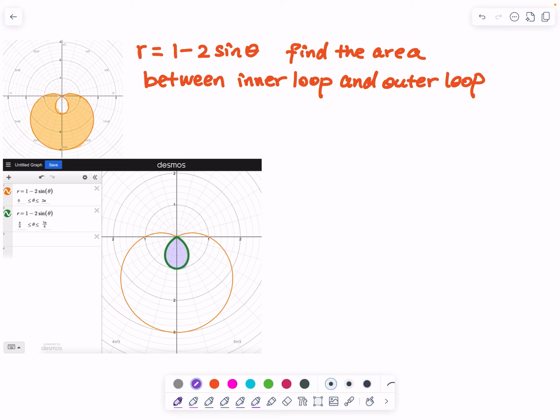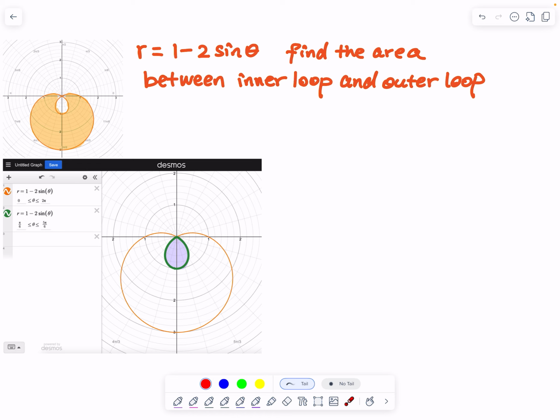So what I recommend you to do is using Desmos. Do you see that I just graphed the polar equation, r equals 1 minus 2 sine theta, and they gave me that one full graph is from 0 to 2 pi. And then I went to the next line, I graphed the same polar equation. Why do I need to do this? This is for you to find the upper and lower limit.